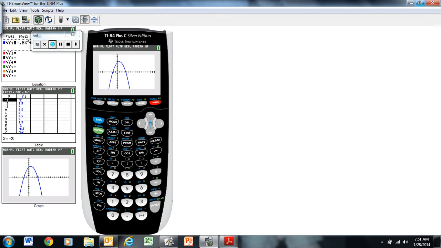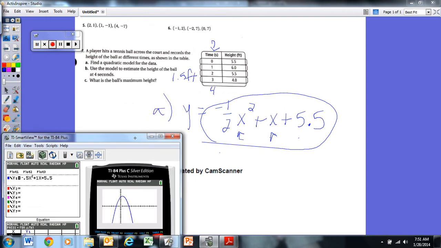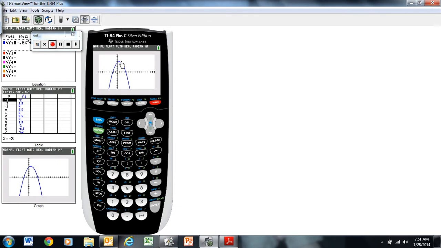The question is, what is the ball's maximum height? So we want to know this point right here. So we're going to go to second calculate, maximum, choice 4. To find that maximum point, first I have to go to the left of it. You can see that it says left bound. So I'm going to go to the left of it. Anywhere to the left of that point is fine. Push enter. Then I'm going to go to the right of it. Anywhere to the right of it is fine. Press enter. And then I want the calculator to guess the maximum between those two boundaries.